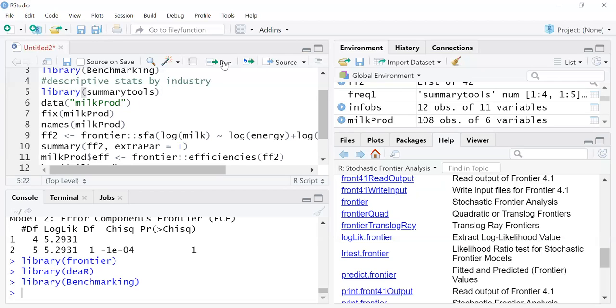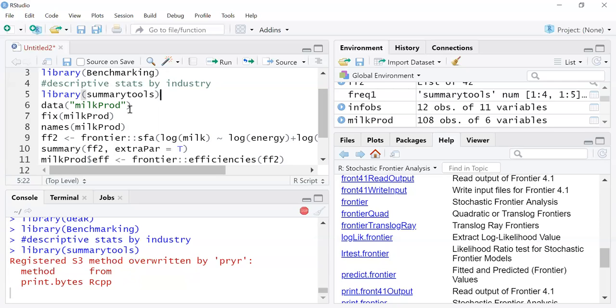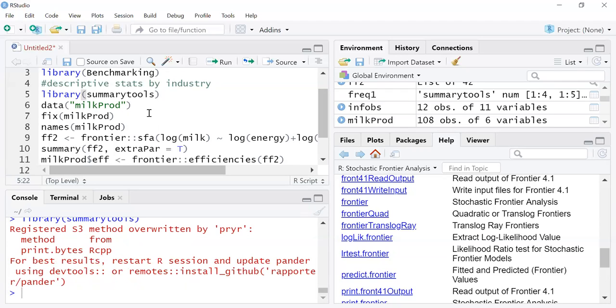So let's run it. There is this data set we want to use. The data is milk production, M-I-L-K, prod. The data set is benchmarking. That's the one I want us to use. So in loading the data, we just put data, then we put milk plot.